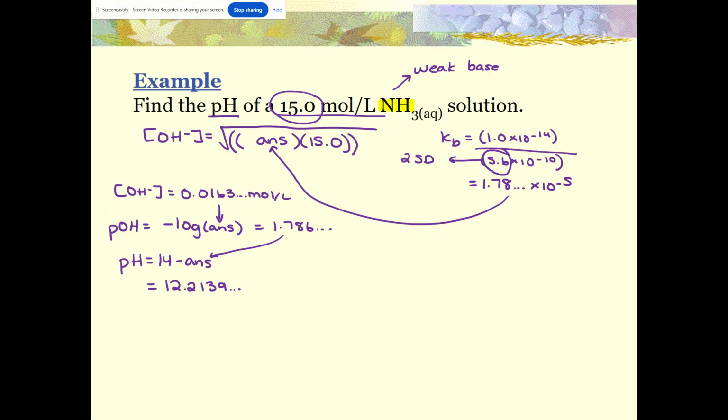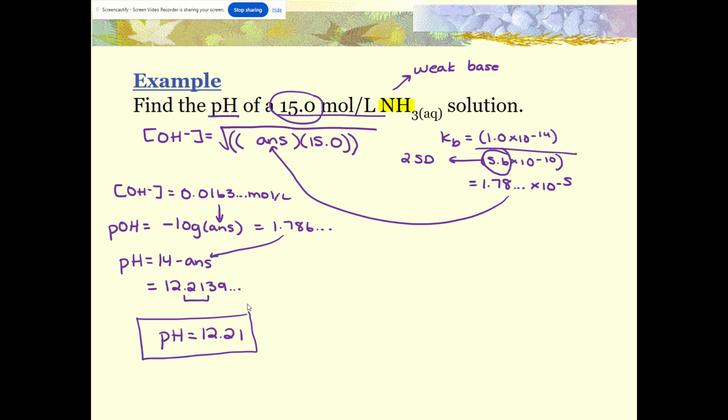Okay, the Ka is not a constant. It's a calculated value given to you in the data booklet. It has 2 digits, which means I can only have 2 decimal places in my answer. So my final answer is 12.21. Okay.